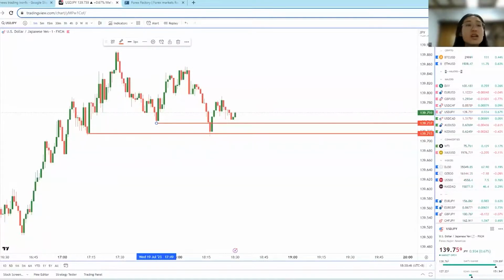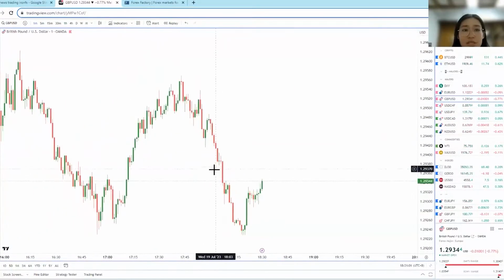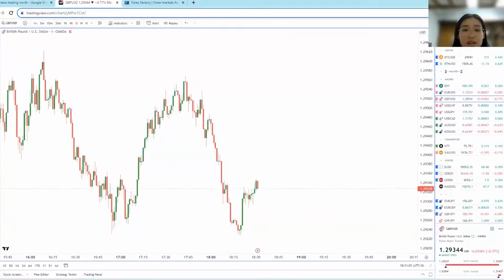Okay, but now let's get into some of our setups for this week. I got a request for pound dollar, so we'll go ahead and get into that first. But feel free to let me know in the chat if there are any other requests, and we'll do those after pound dollar as well.